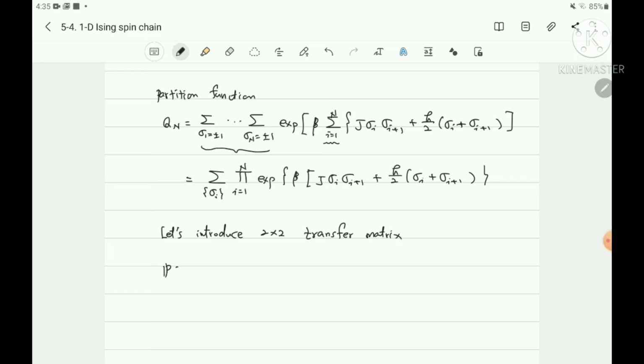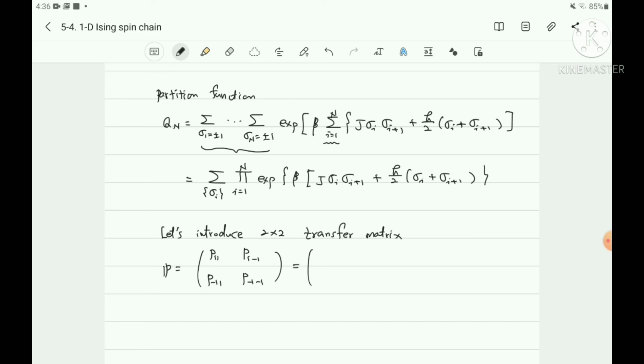The transfer matrix has four components. One is P(1,1), meaning the spin up and up system. P(1,-1) means up and down. P(-1,1) is spin down and up. And P(-1,-1) is the spin down and down system. It is a natural description as a matrix. It is a spin configuration, and there are four different spin configurations: up and up, up and down, down and up, and down and down.